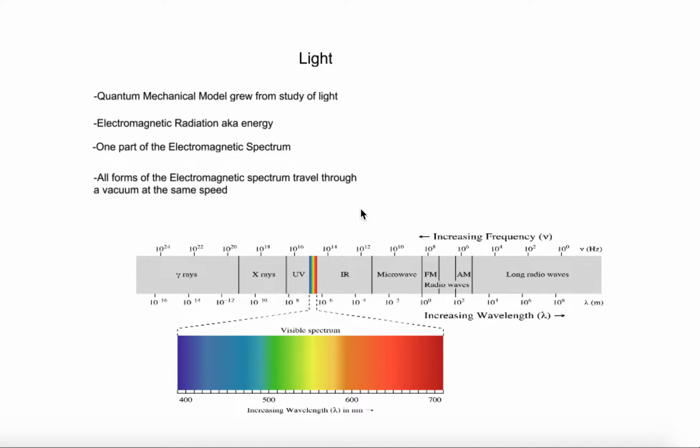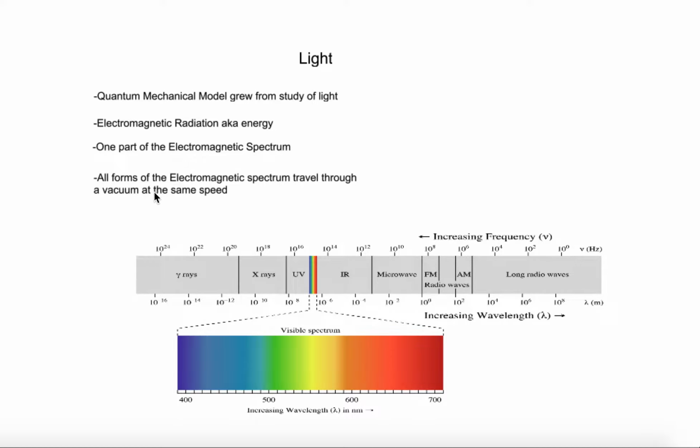Hey everyone. So today we're going to start talking about light, and the reason why we're going to even bother with light is because the quantum mechanical model that we've been studying lately, basically that new model of the atom that we've been discussing, actually grew from studying light. So light is just a form of electromagnetic radiation, which is just another form of energy, and it's just one of many different parts of radiation that can exist.